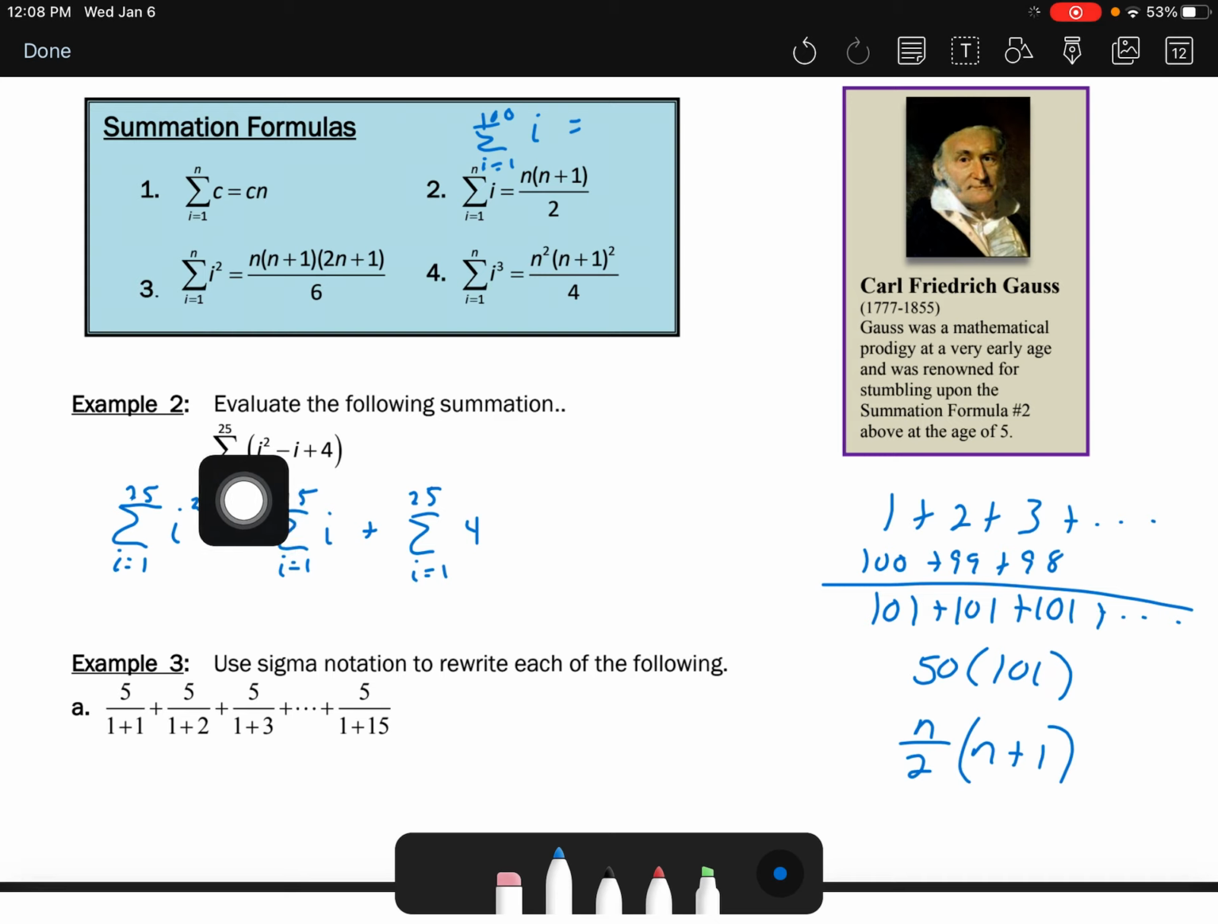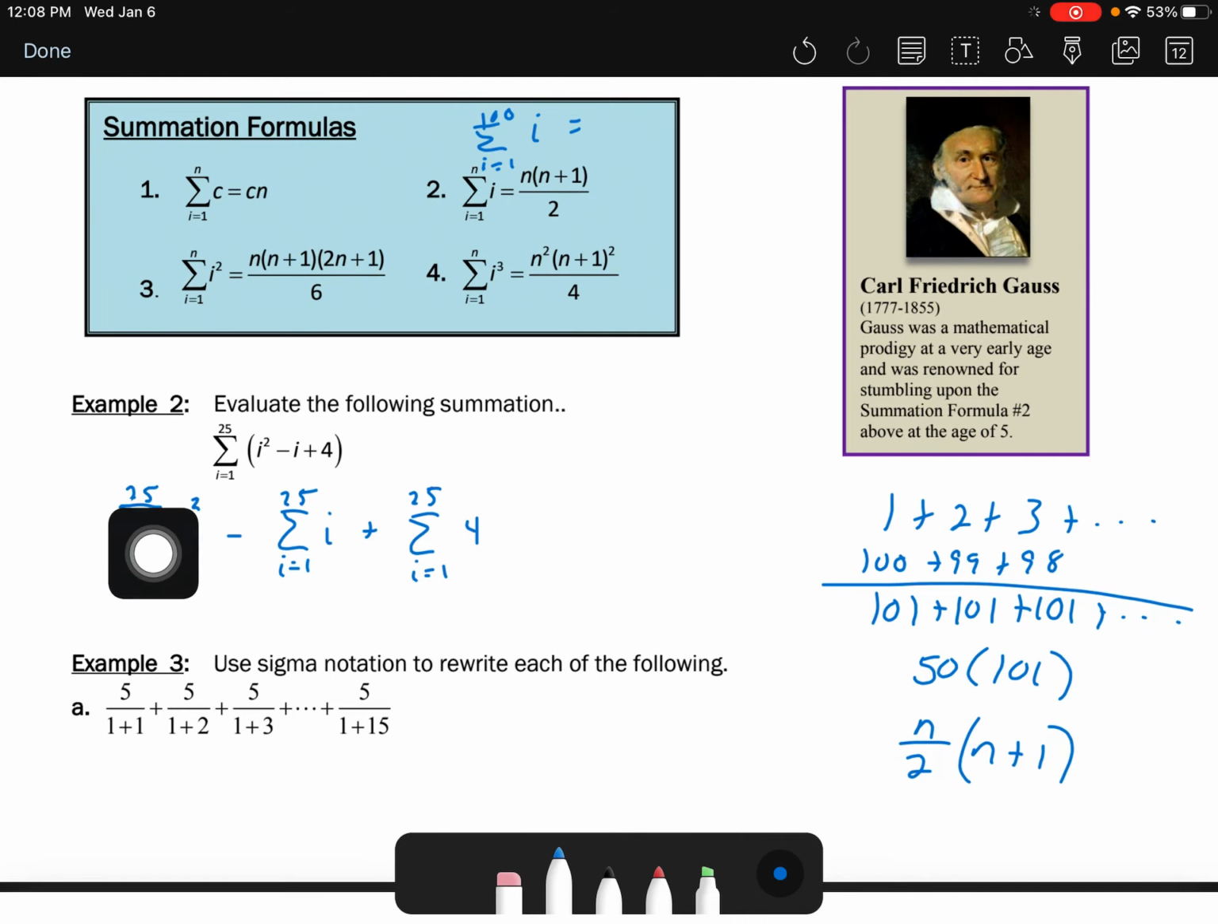So for example here, if we were going to evaluate this summation, we'd use the properties of saying we can take each of these pieces individually and find the summation from 1 to 25 of those, and then apply whatever formulas we would need to use from up here. Since this first one is an i squared, that has a little more complicated formula: n times n plus 1 times 2n plus 1, all over 6.